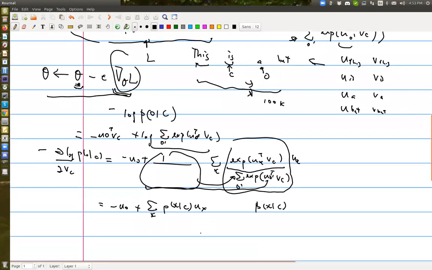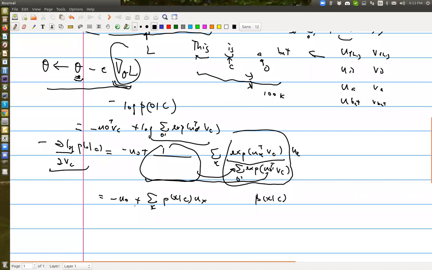Now, if I use this to update V_C with steepest descent, V_C becomes V_C minus epsilon times this partial derivative. That will be equal to plus epsilon U_O minus epsilon times the sum over x of P(x given C) U_x.